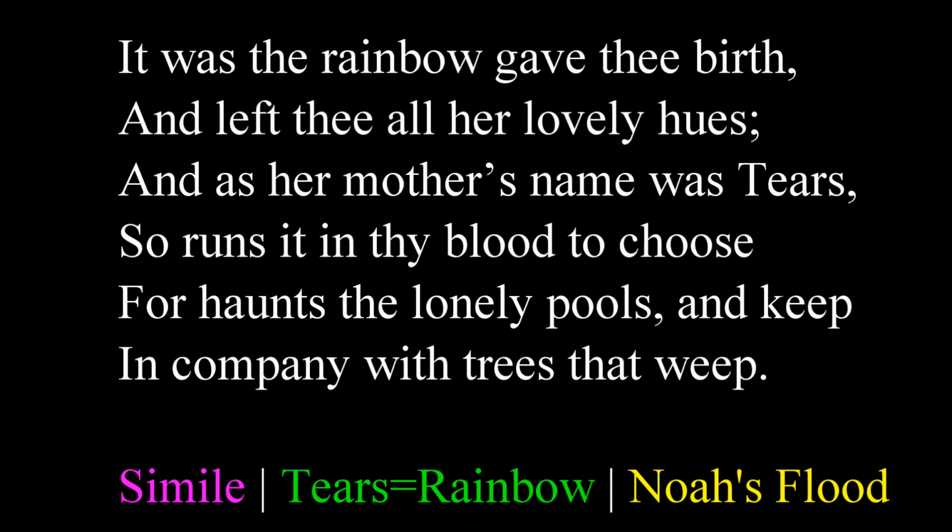So the bird is likely to inherit the hereditary blood of sadness and the hope of happiness from the rainbow. So runs it in the blood to choose for haunts the lonely pools and keep in company with trees that weep. Therefore, the speaker says that the kingfisher chose the lonely pools to live an isolated life. Haunts means frequently visited place. The kingfisher's company or friends were not other than the weeping trees.